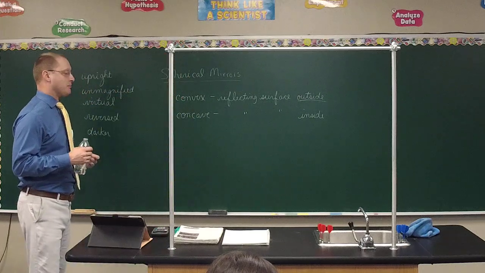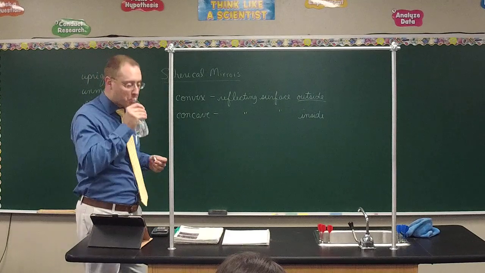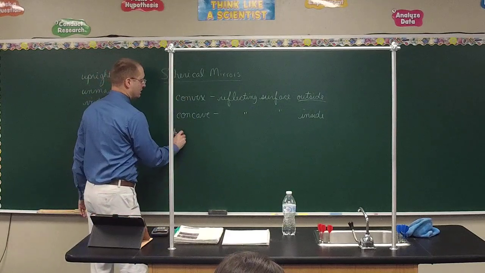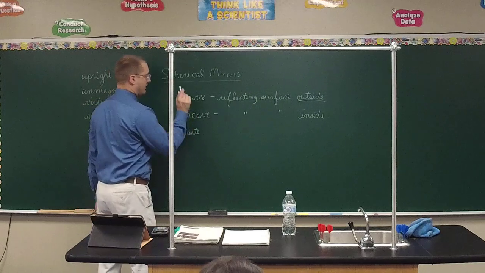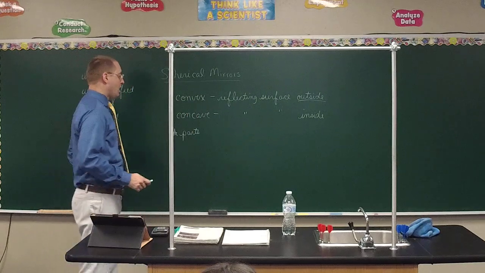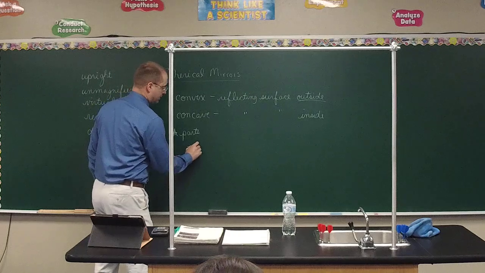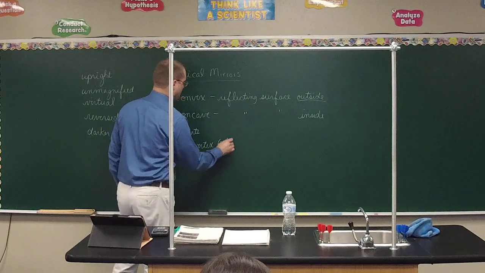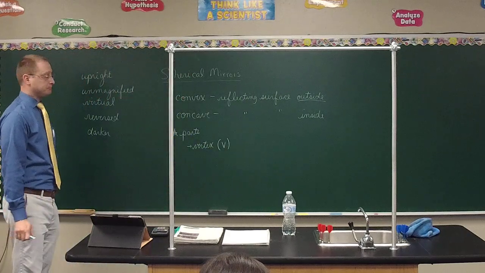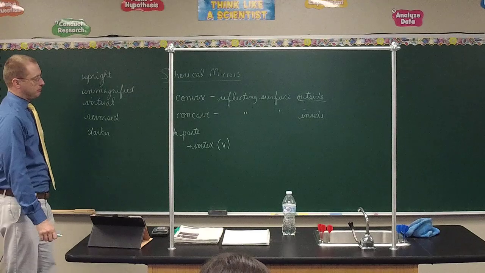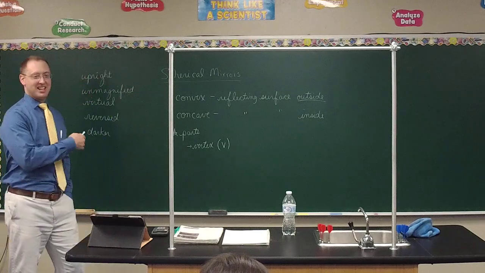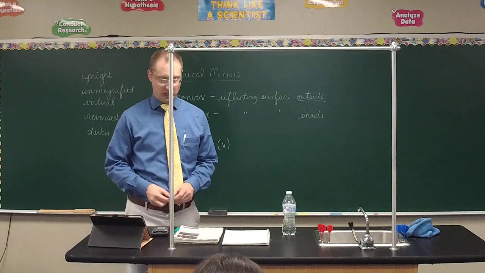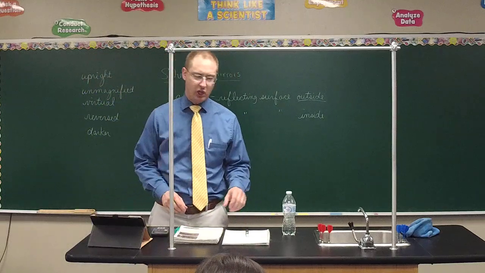So we have these two types of mirrors. There are several parts of a spherical mirror that you need to know. The first is called the vertex. We're going to label it on diagrams and pictures with the letter V, because it starts with a V. The vertex is the center of the mirror's surface.